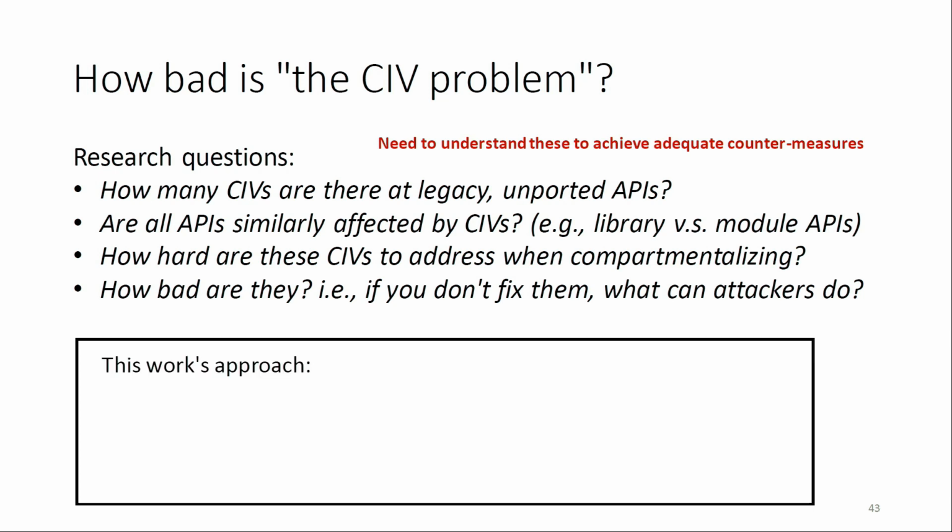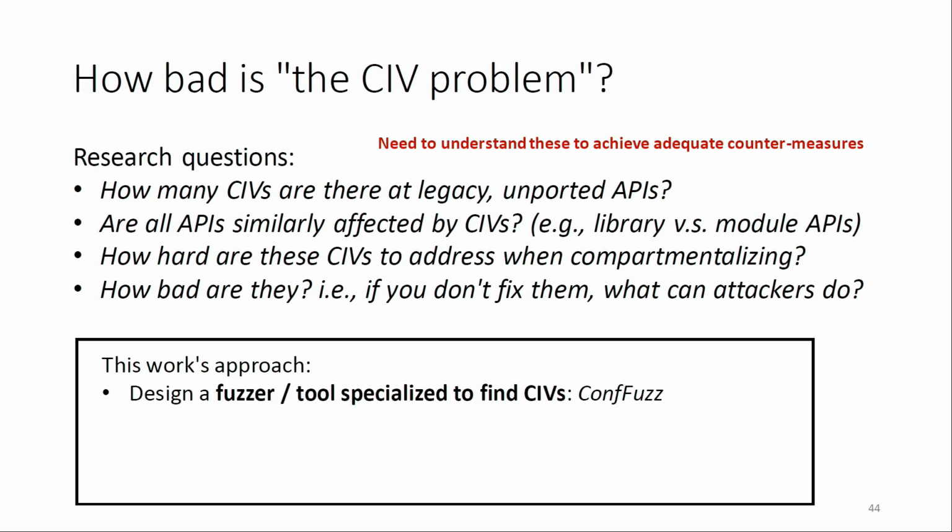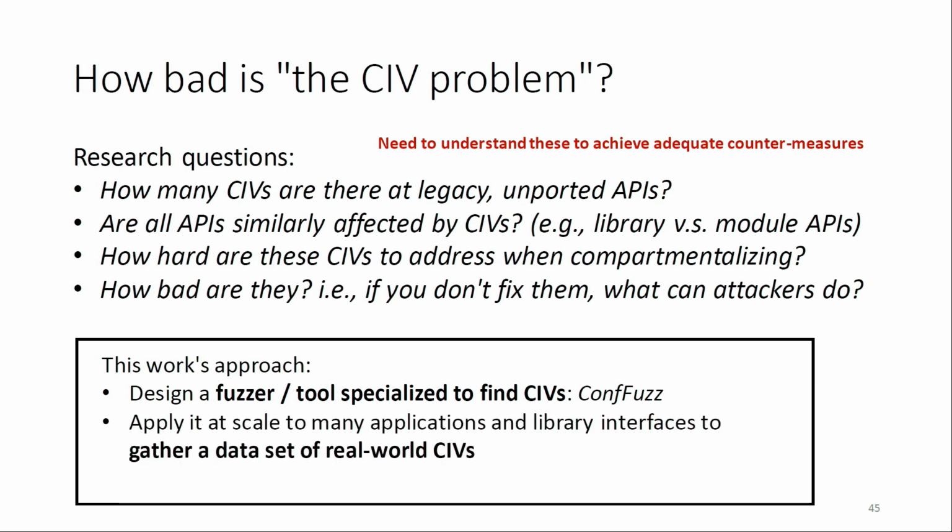And so the approach that we took in this work is to design a tool, and more particularly a fuzzer, specialized to detect CIVs at arbitrary interfaces, and we called it ConfFuzz. We applied ConfFuzz at scale to a range of applications and interfaces to gather a data set of real-world CIVs. And finally, we studied, systematized, and patternized the resulting data set to extract insights on the problem of CIVs in compartmentalization. In the next slide, I will give you a quick overview of ConfFuzz before focusing on the data set and insights.